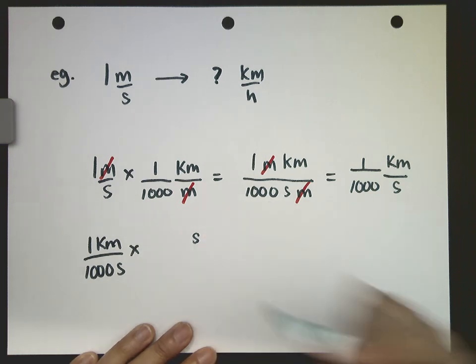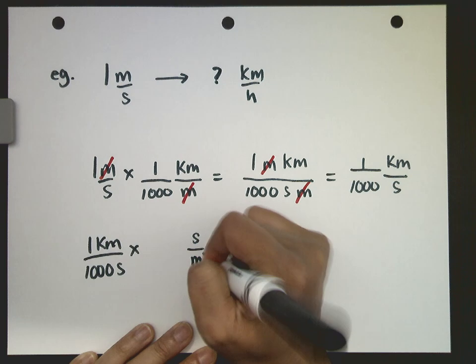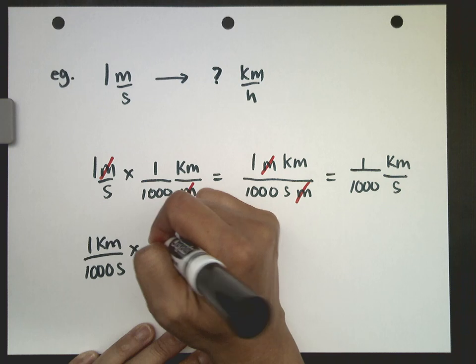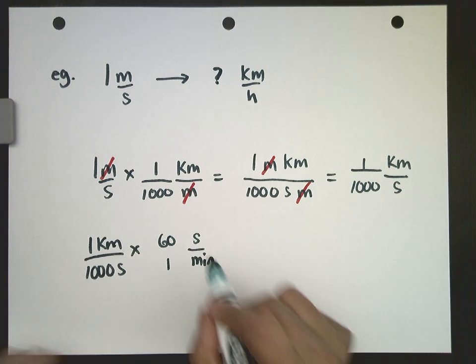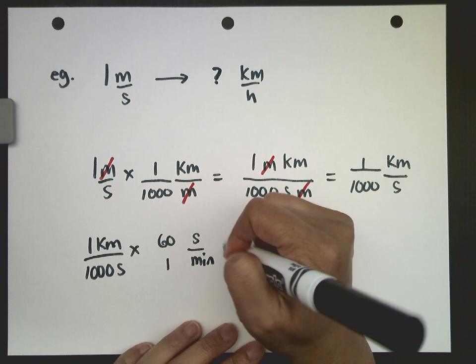We know that there are 60 seconds in a minute. So let's put a minute right there. So in 1 minute, there are 60 seconds. This is still a value of 1. Okay, so we didn't change the value yet.